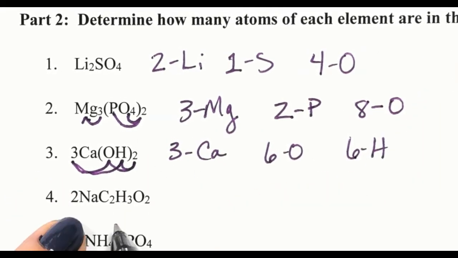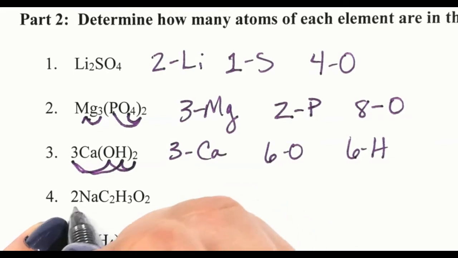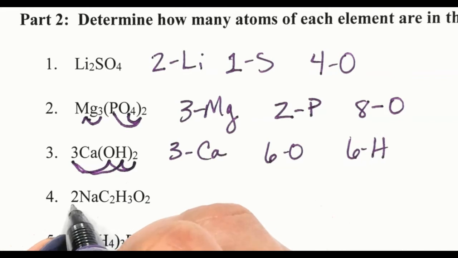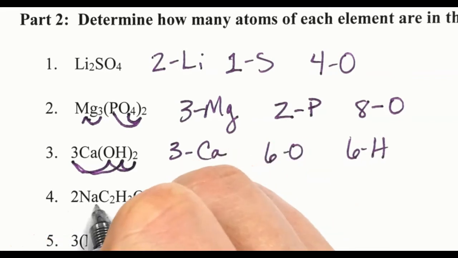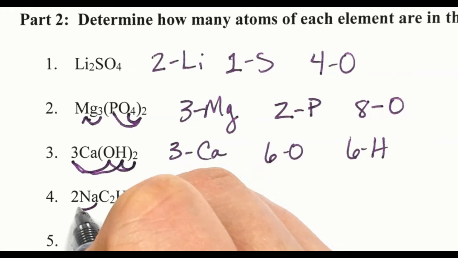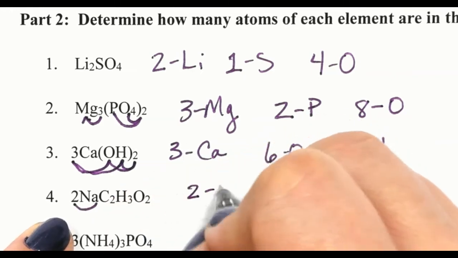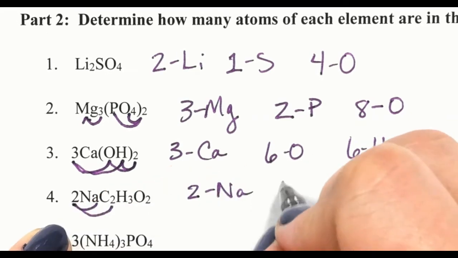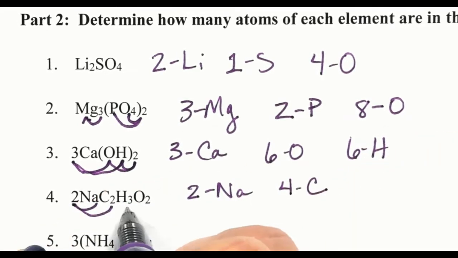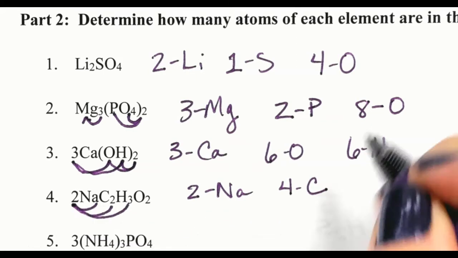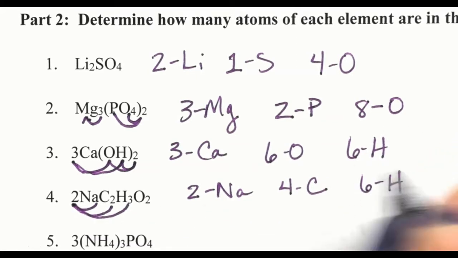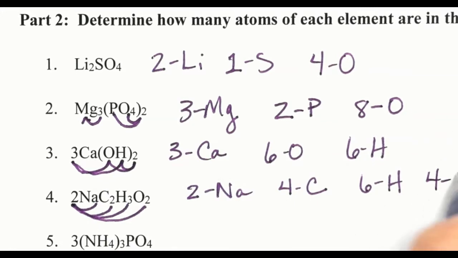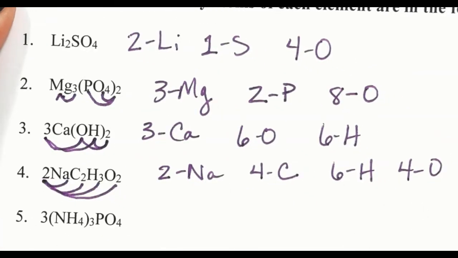Okay, let's try number 4. We have this 2 coefficient in front, so take your subscripts and multiply them by that coefficient. 1 sodium times 2 is 2 sodiums. 2 carbons times 2 is 4 carbons. 3 hydrogen times 2 is 6 hydrogens. And 2 oxygen times 2 is 4 oxygens.